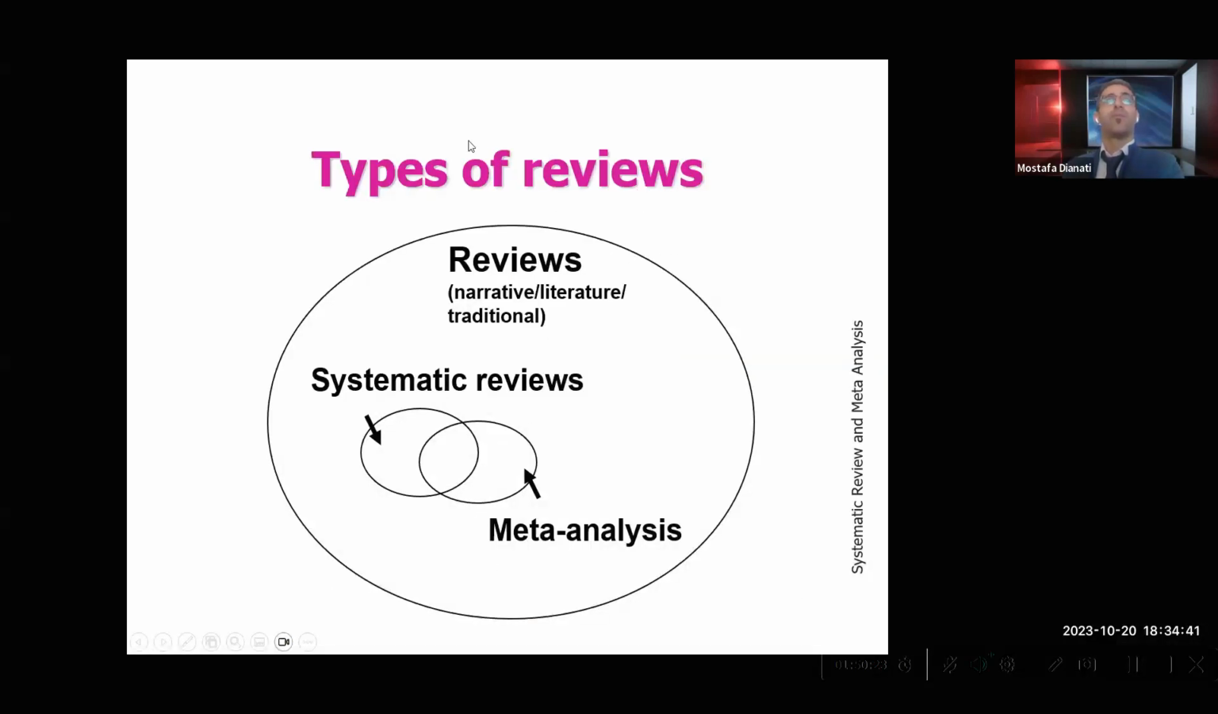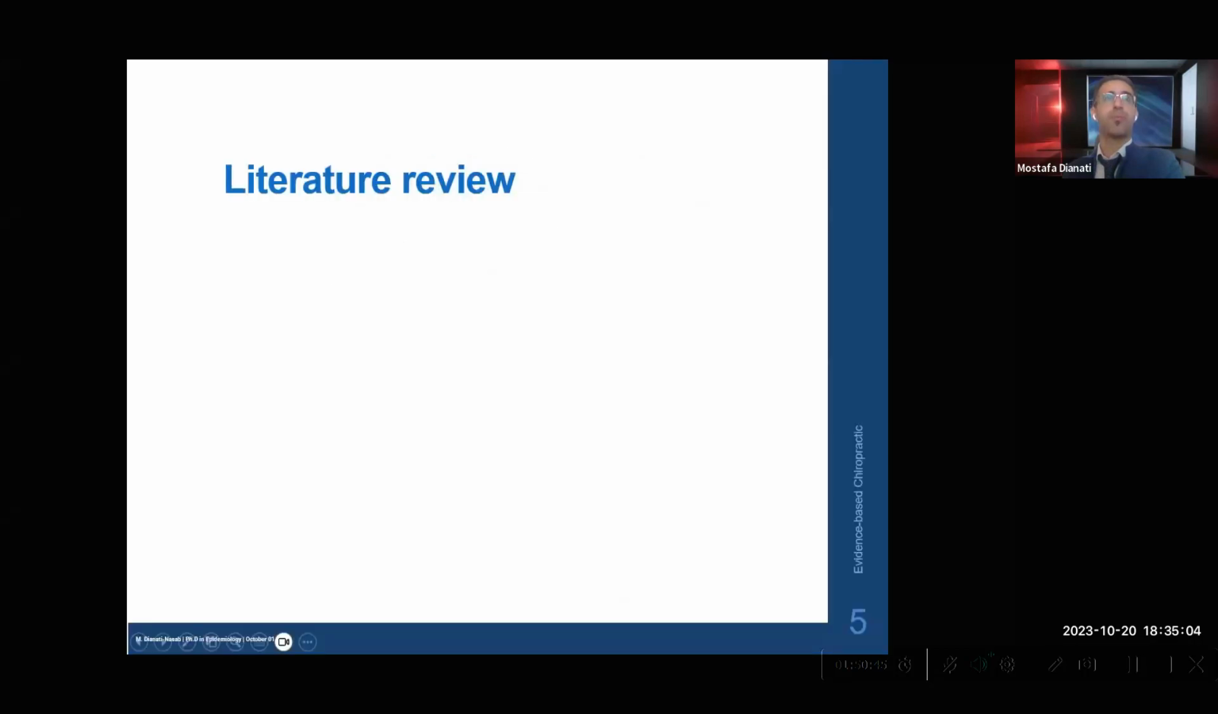There are several types of review studies. We have reviews, which can be narrative, literature, traditional reviews, or can be systematic review or meta-analysis review. So generally reviews, narrative reviews, systematic reviews, these are really specific, and meta-analysis studies that I will show you.